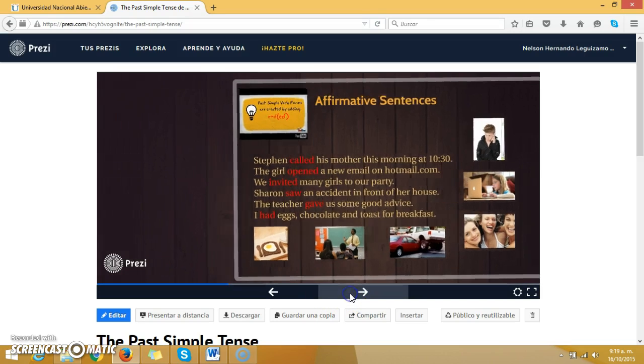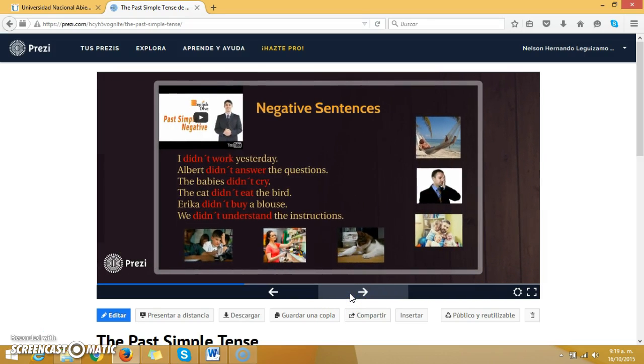Well, the second slide for this presentation has to do with negative sentences. It has the same model as the previous slide, with the video, the images, and the sentences. For negative sentences in past simple, the auxiliary verb to work is didn't. Didn't is the contraction of the words did not. As you can see, the verb goes back to its present form.